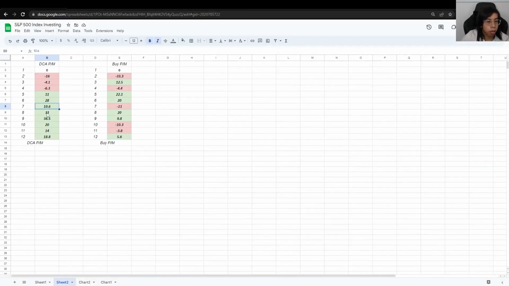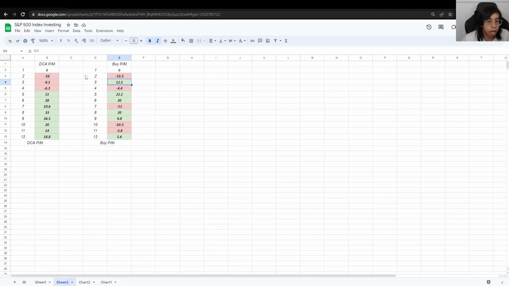So month 8, 33% gain, month 9, 36, and then month 10, 20, and month 11, 14, and month 12, 18. Look at what's interesting. You can see that if you compare them both, look at this. From dollar cost averaging, you lost in the first month less than this one. On the 3rd month, sure, you lost, but you didn't lose much, and this one gained.